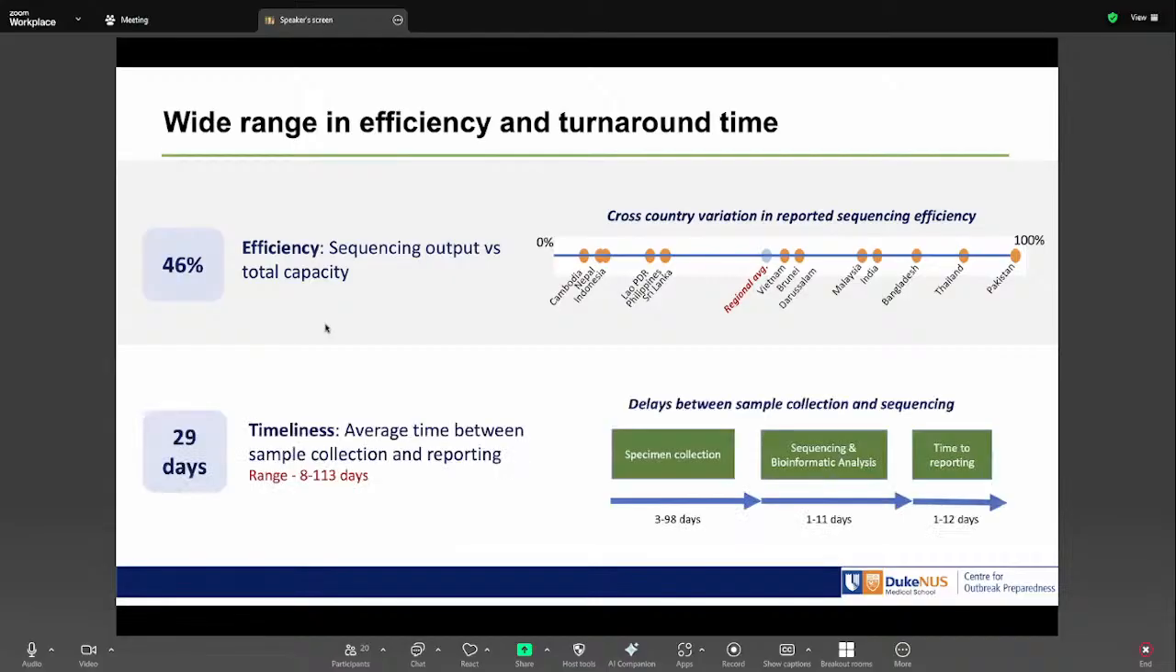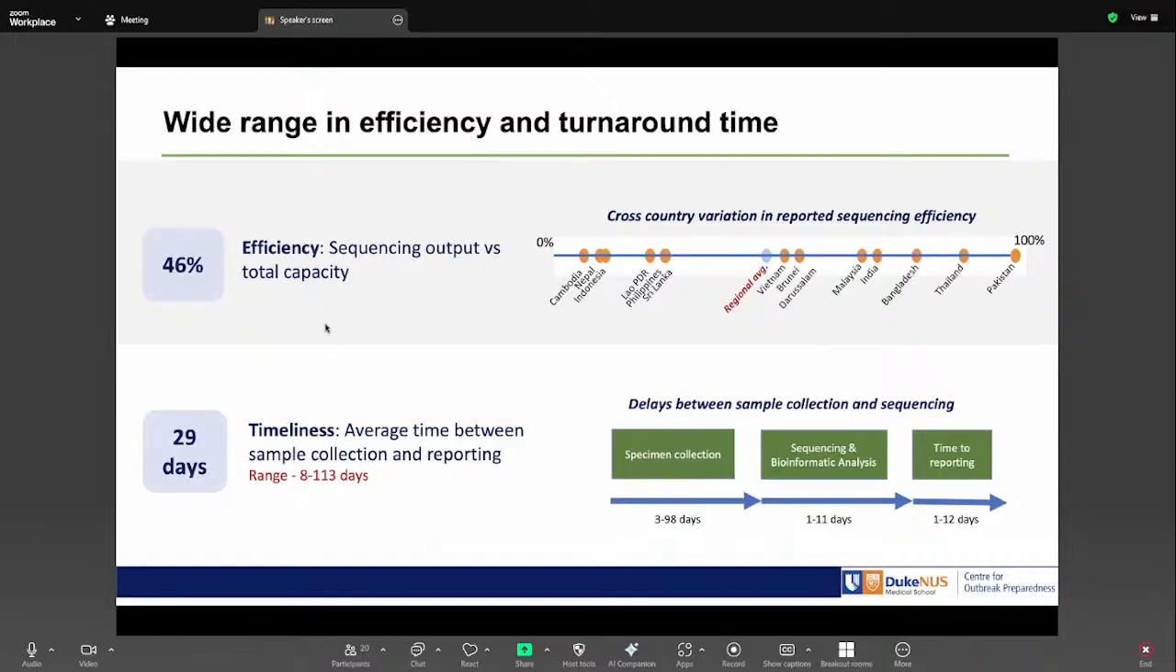Then timeliness. If we're talking about using genomics to make an impact on health, especially genomics for outbreak purposes or genomics for clinical purposes, we need to make sure the data is turned around quickly, right? It cannot be turned around, let's say, in a month.